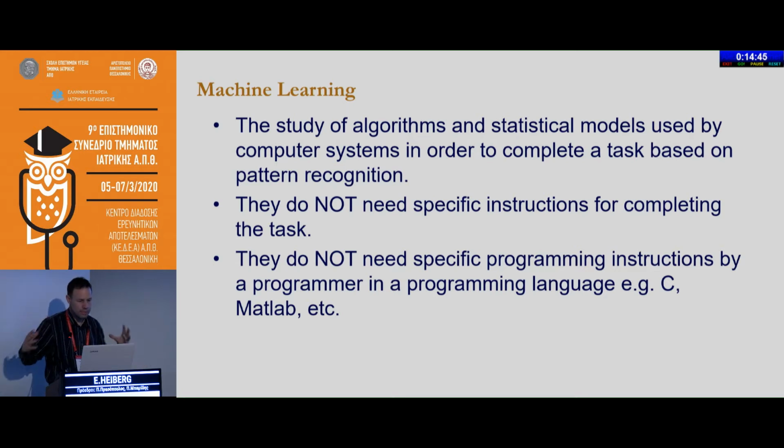And then we can narrow it down a bit more to machine learning. Machine learning is the study of algorithms and statistical models used by computer systems in order to complete a task, for instance pattern recognition. Machine learning does not need specific instructions for completing the task. It does not need specific programming by a programmer to set up rules. So basically machine learning is about how to learn from data.